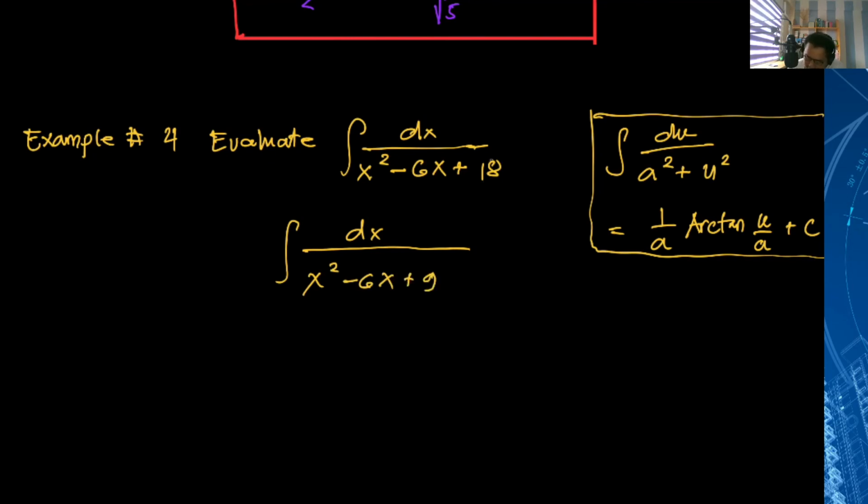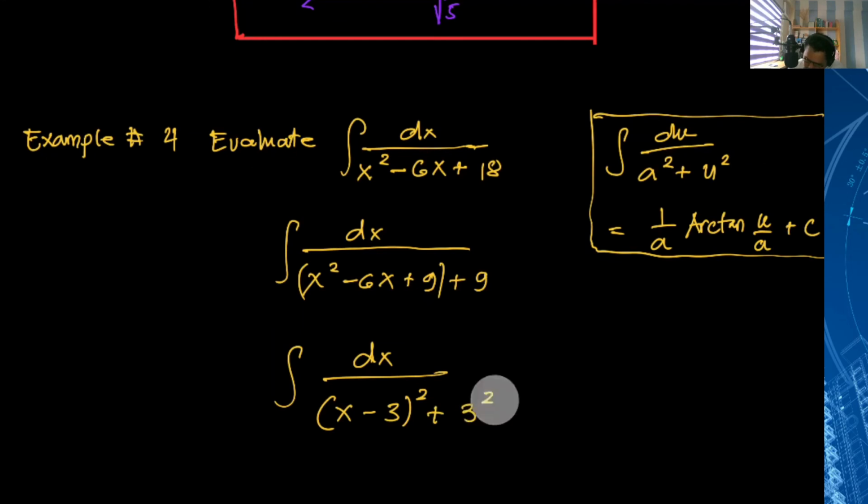But we have 18. Therefore, we must put the remaining balance. So therefore, 9 plus 9 equals 18. So this form is now a perfect square. Therefore, I can rewrite this as x minus 3 squared plus the square root of 9, because we have to write the a squared. So therefore, this becomes 3 squared. So this is now transformed into an equation that is the same as our formula given.